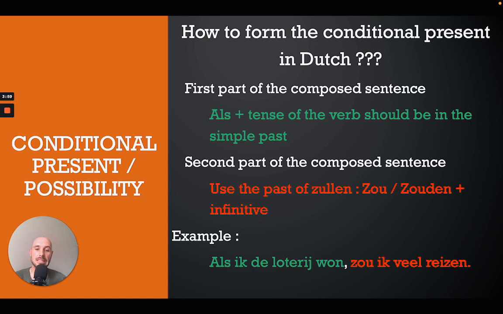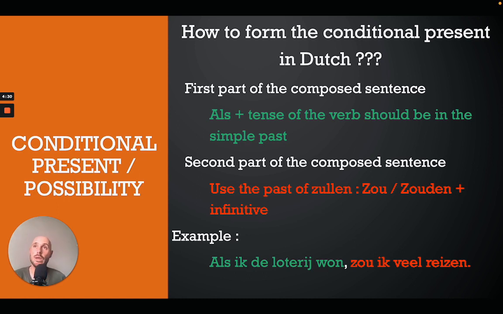Now the example is, als ik de loterij won, zou ik veel reizen. If I won the lottery, I would travel a lot. Alright, so this is a condition, starts with if, and then basically if this happened, then this would occur. So if I won the lottery, it's a possibility, maybe a difficult one, but it's a possibility. I would travel a lot. And this would be our conditional present.